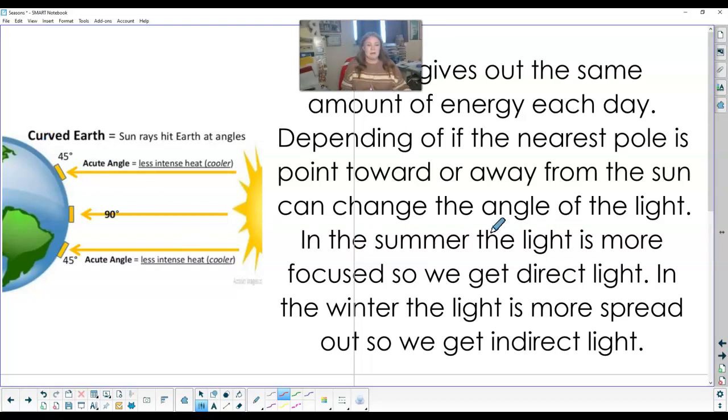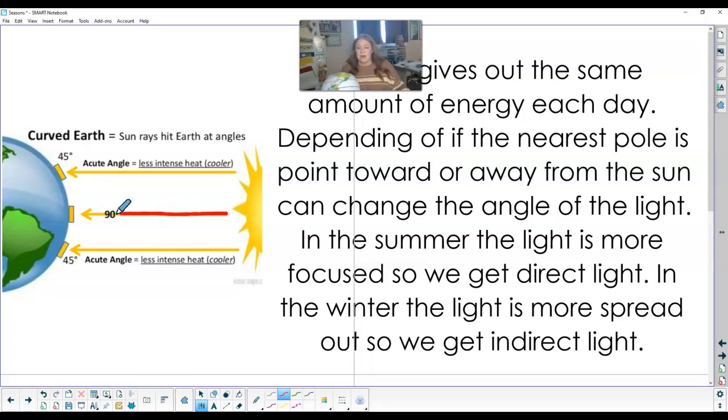So in the summer, the light is more focused, so we get more direct sunlight because we're tipped more toward it. It's coming more at us. Where in the winter, we're tipped back and it has to spread out. It hits us and then it has to spread over this whole area.